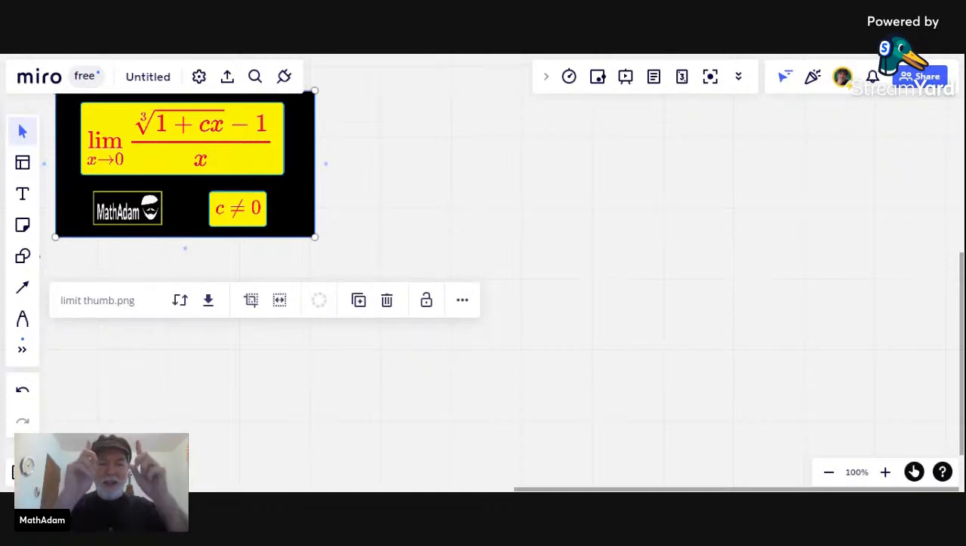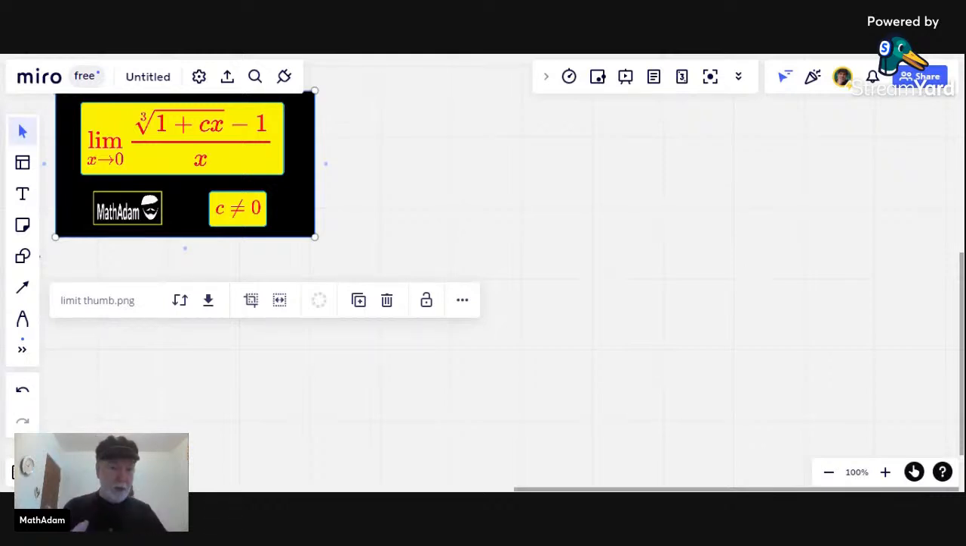We have this awesome limit, which you can see up at the top of the board. The limit as x goes to zero of this rational function, where c is some real constant that's not allowed to be zero.